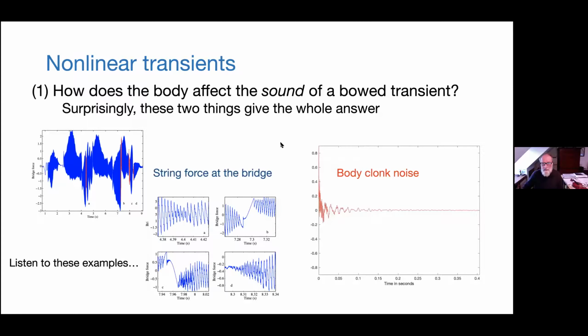And here's with the body. There are lots of things I could say about that. Let's not do that.